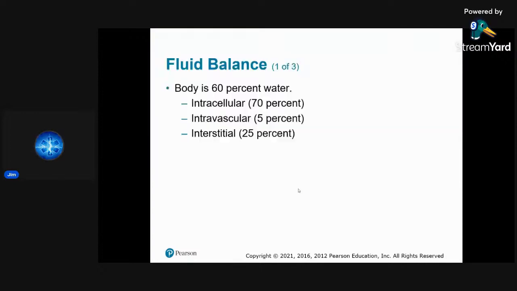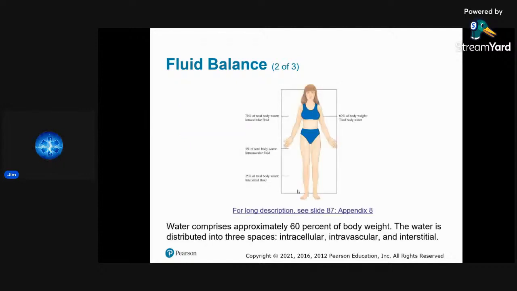Pathophys of other systems. Fluid balance. Body is 60% water, right? Intracellular, which means inside the cell, we have 70% of this, 60%. Intravascular, which is in your vessels, is 5%. And interstitial, that is that third spacing I was talking about, there's 25%. Here's a nice little diagram.